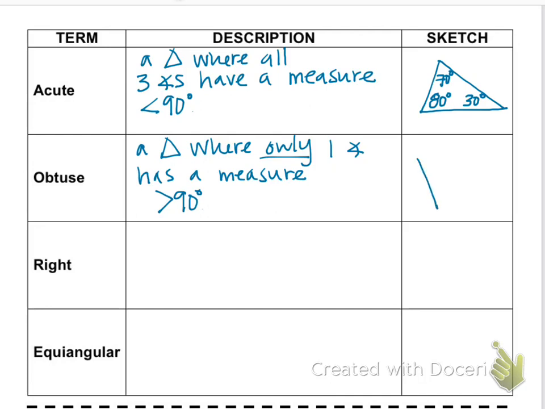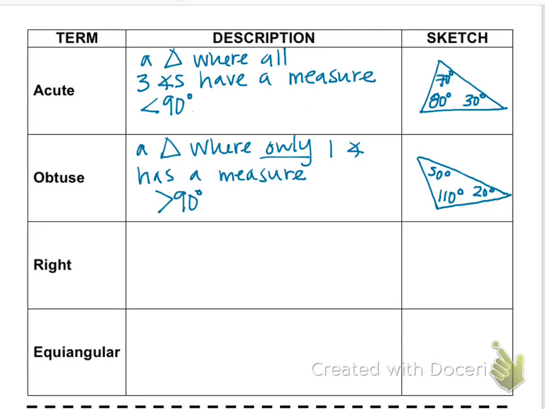So if we were to sketch an obtuse triangle, let's say our obtuse angle was 110 degrees. It just has to be bigger than 90 degrees. The other 2 angles would have to add up to 70 degrees so that the 3 add up to 180 degrees. So you could think of any 2 numbers that would add up to 70. Let's just go with 50 and 20, for example.